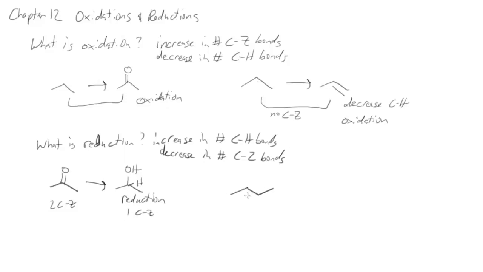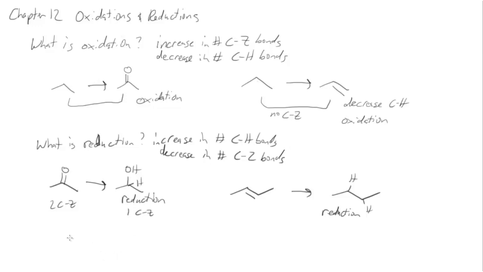And by the same token, if I have an alkene, I can convert that to an alkane, that's also a reduction, because I've added 2 new carbon-hydrogen bonds. So it's an increase in the number of CH bonds.